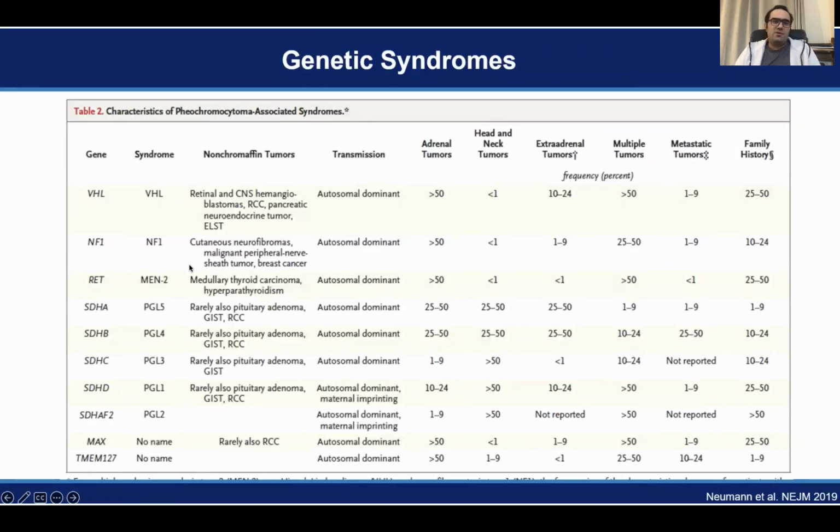NF1 will cause neurofibromatosis. RET will result in MEN2. These are the 3 syndromes that we know well. But then there are others as well, SDHA, B, C, D. They are resulting in PGLs, and they are associated with pituitary adenoma, GIST, RCC, and all of them are usually autosomal dominant.